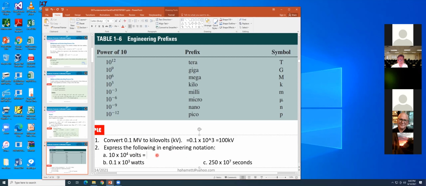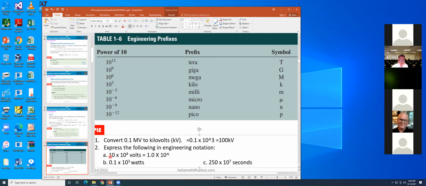Kilovolts. Okay, engineering notation. That is scientific notation, 1 point something or 0 point something. Normally it is 1.0, which means the first number will be 1 or less than 10. Then you times it by 10 to what power? 5. Okay, so you get a 4 here.